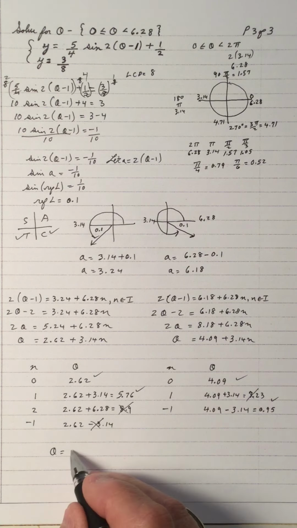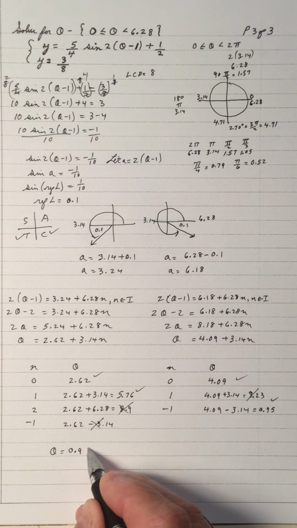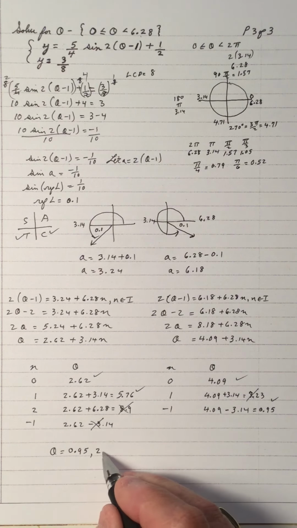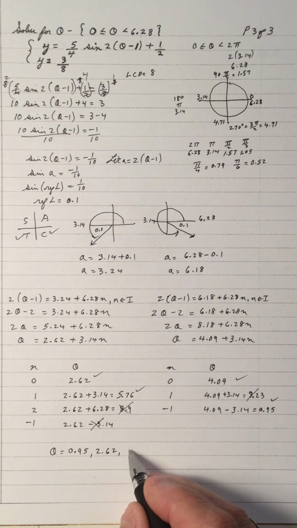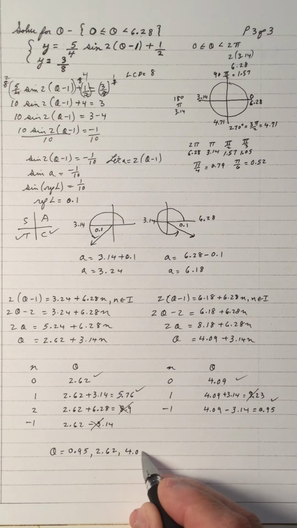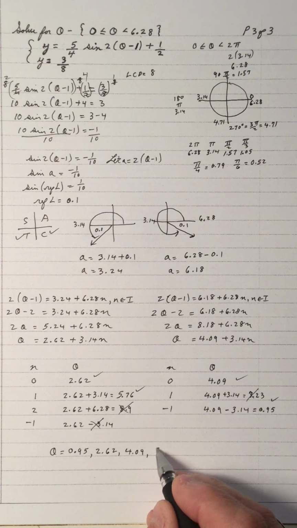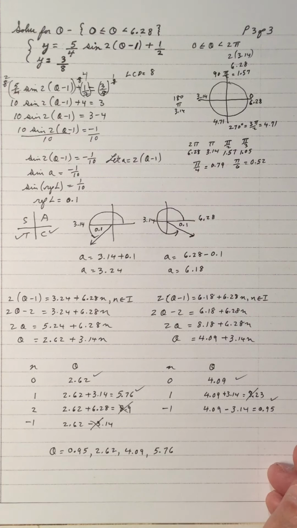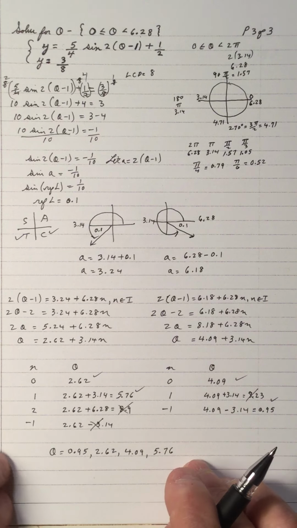So I'll put them in order. The smallest one is 0.95. The next one is 2.62. Next one is 4.09. The next one, 5.76. So there's 4 of them.